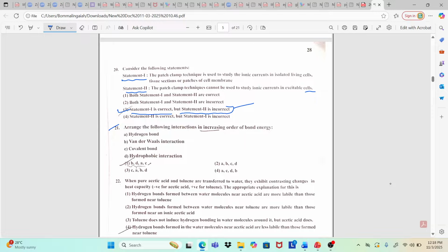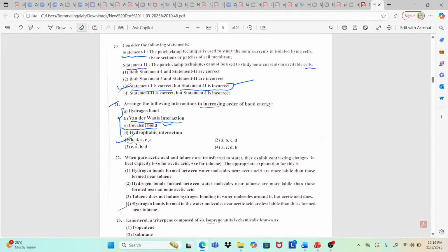Next question. Arrange the following interactions in increasing order of bond energy. According to bond energy, you have to choose the correct option. Here option number 1 is the correct answer. That means van der Waals interaction comes first because it is a weak one. Last one here, C, that is the covalent bond, is the strongest bond. That's why option number 1 is the correct answer. Okay, we move on to the next question.